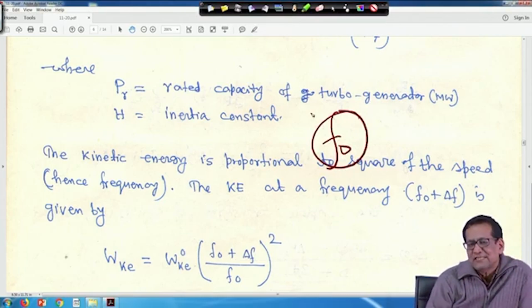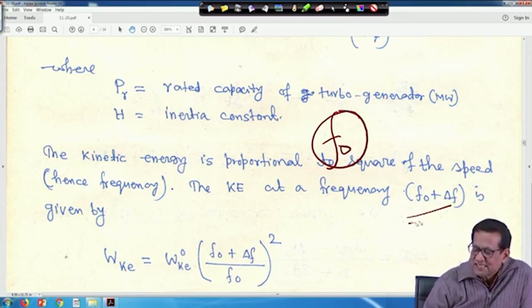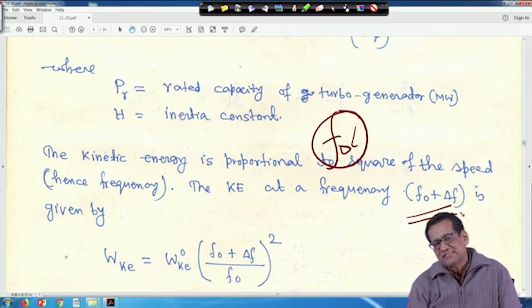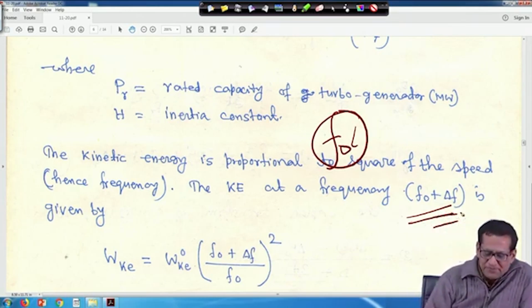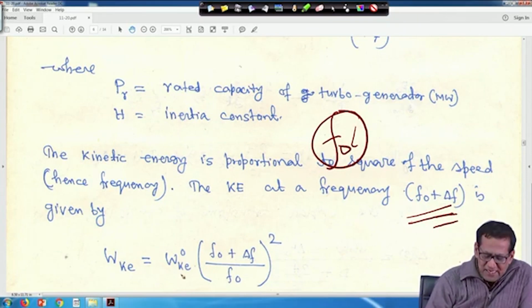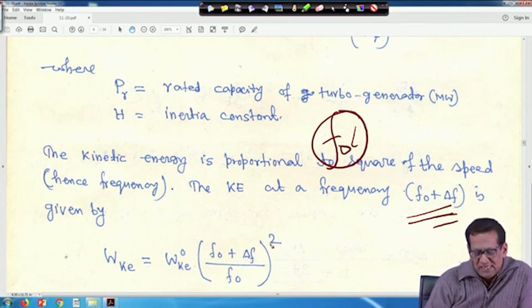Now, suddenly the load has changed. So, the frequency has changed; instead of F0 it will now be F0 plus delta F. So, delta F is that much change. Because of that, as the kinetic energy is proportional to the square of the speed, WKE is equal to WKE0 into F0 plus delta F upon F0, whole square. So, directly you can write.